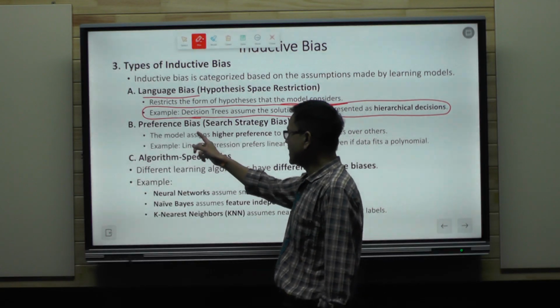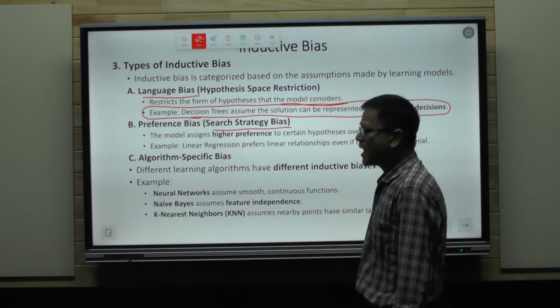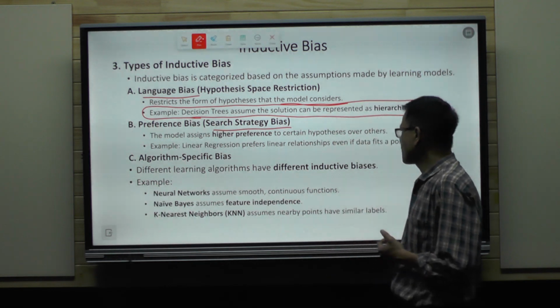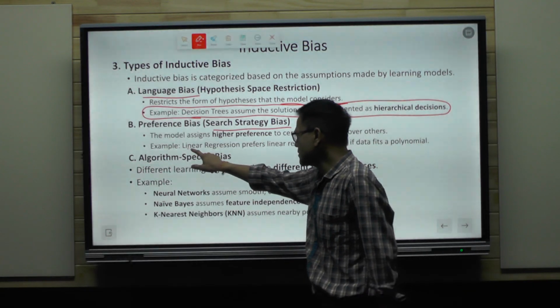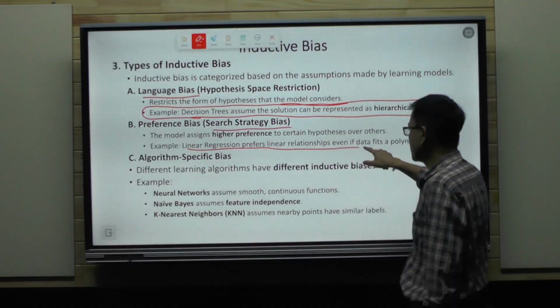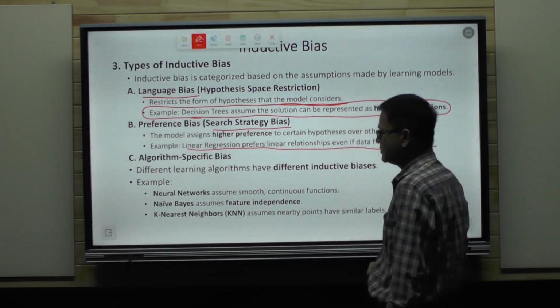The preference bias, the search strategy bias. The model assigns a higher preference to certain hypotheses over others. Example, linear regression prefers the linear relationship even if the data fits a polynomial.